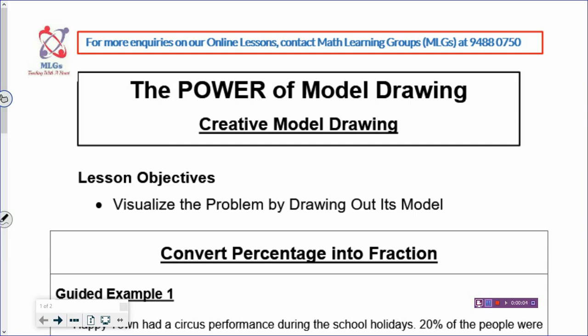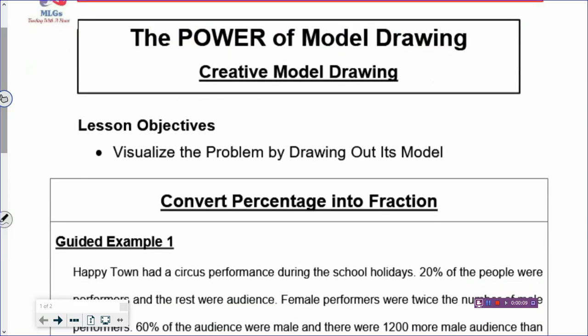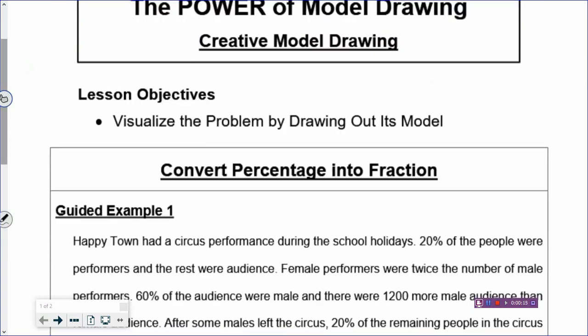Now today we are going to look at a primary 6 model drawing lesson, and we're going to look at a very wordy problem again, and how do we make the problem easier to solve. Right, the first example, we will convert the percentage into fractions. So how do we actually make a problem that is hard become easier?